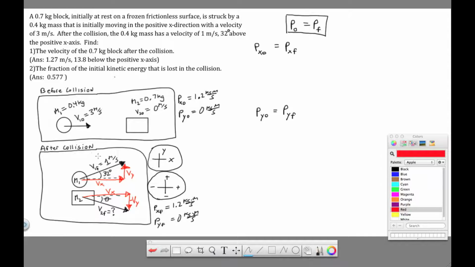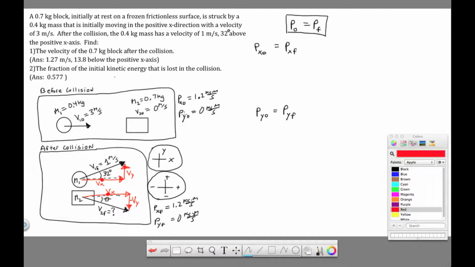So basically, here's what happens, just like big picture. We have an initial x momentum, which we know to be 1.2. So what has to be true is this x momentum, and the way you get momentum is just mass times velocity, this x momentum plus this x momentum. We have two x momentums after the collision. If you add these two x momentums together, they need to add up to 1.2.